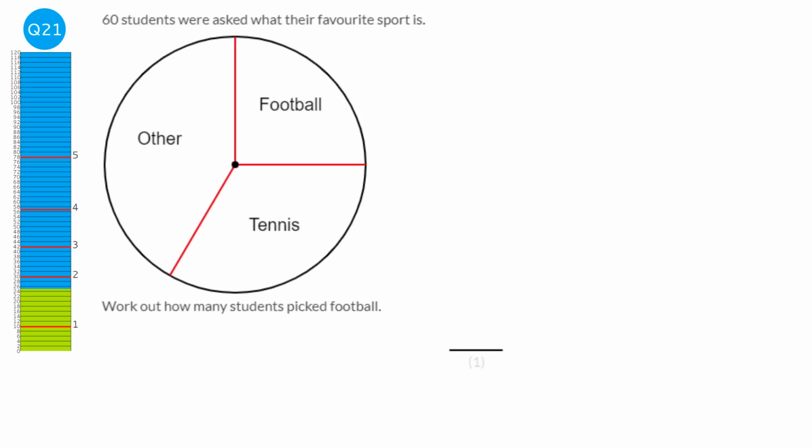So football is represented as a quarter of this pie chart. And so if there are 60 students altogether, we just do 60 divided by 4 to find a quarter of it, and that's 15. So there are 15 people who picked football.